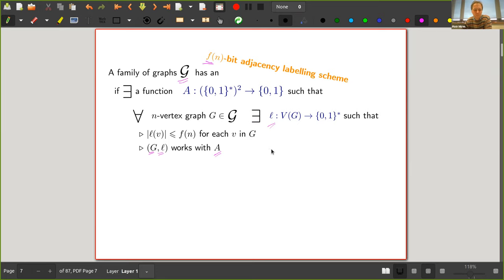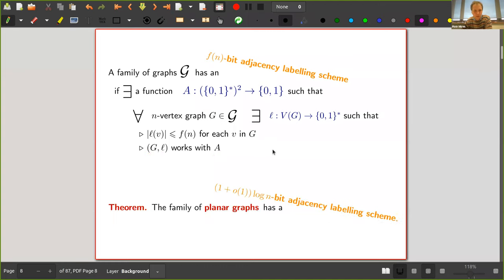So, the result for today's talk is that the family of planar graphs has a (1+o(1)) log n bit adjacency labeling scheme. So let's build some context around this result.